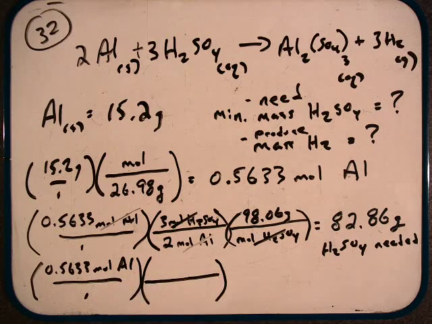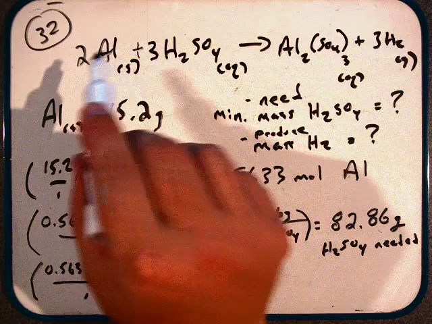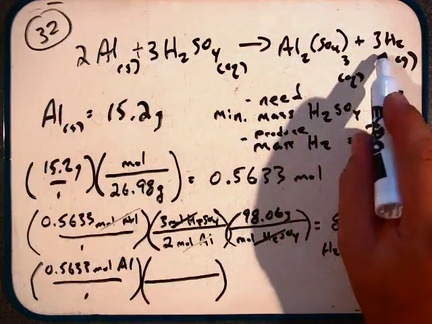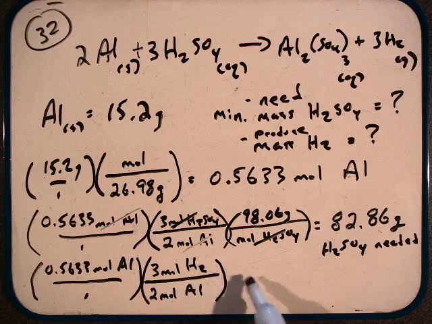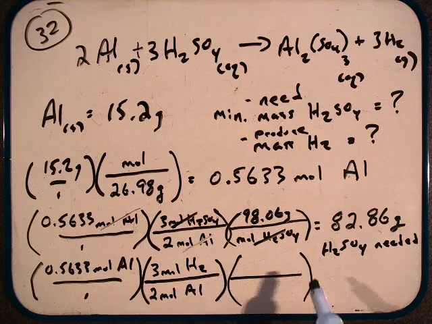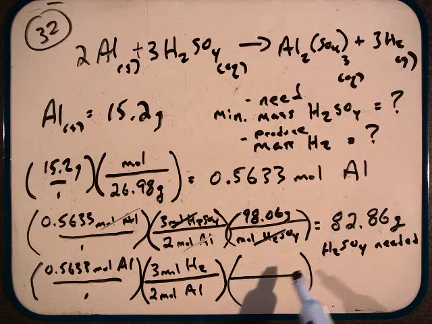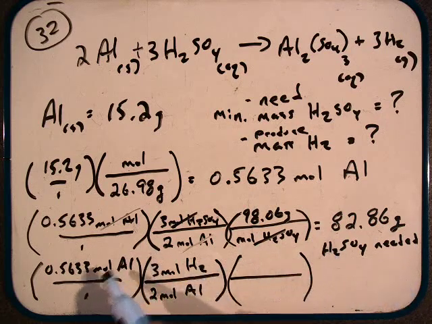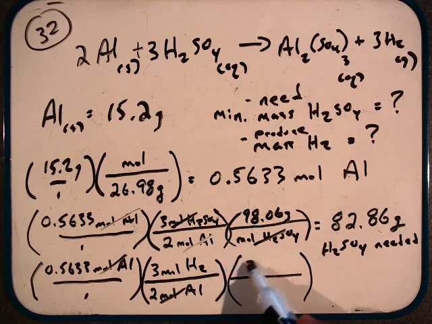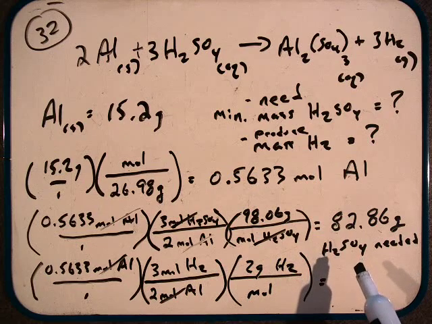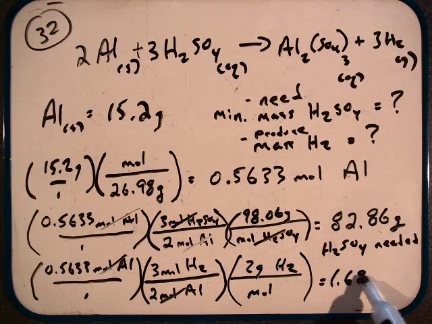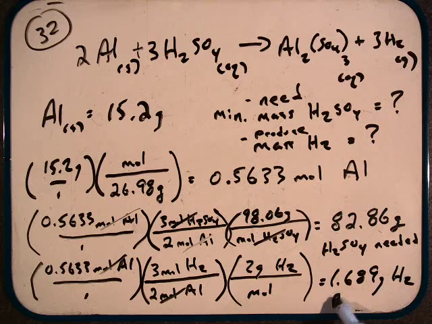We first start with our moles of aluminum. We then have to look at our reaction stoichiometry, and we see that we have 2 aluminums for every 3 hydrogens. And then we can use its molar mass for the hydrogen to convert that into grams. So the moles of aluminum canceled out, and then we have 2 grams of hydrogen for every mole of hydrogen. That gives us 1.689 grams of H2, and that would be produced.